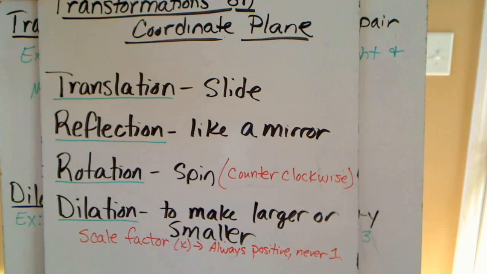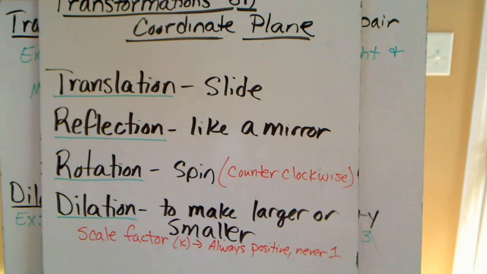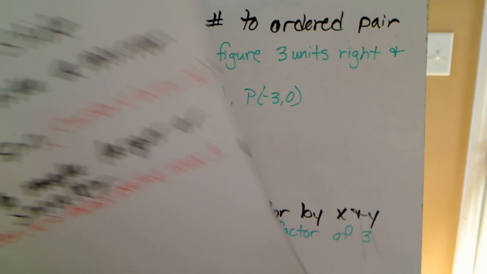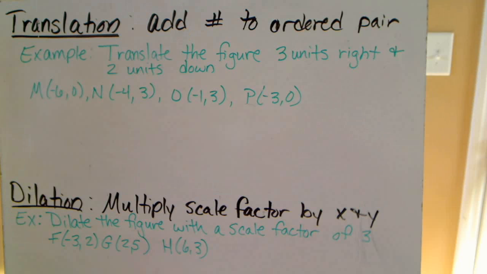Okay, so I'm going to do an example of each one of these, and then give you the important information as far as the math goes. I'm going to go through the translation first, which was the slide. The trick to a translation is to add whatever number you're given to the ordered pairs.